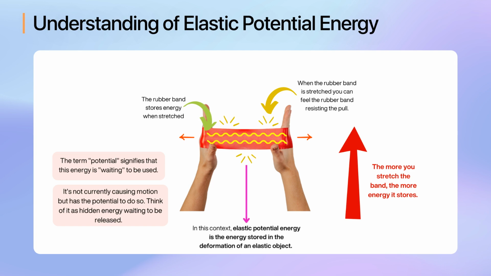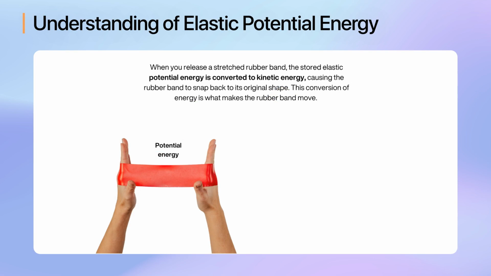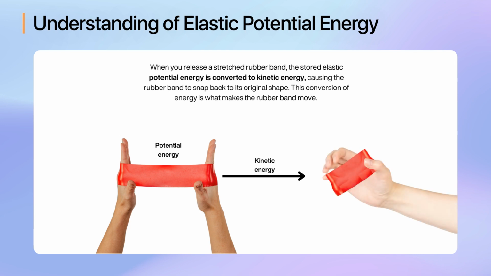In this context, elastic potential energy is the energy stored in the deformation of an elastic object. When you release a stretched rubber band, the stored elastic potential energy is converted to kinetic energy, causing the rubber band to snap back to its original shape. This conversion of energy is what makes the rubber band move.